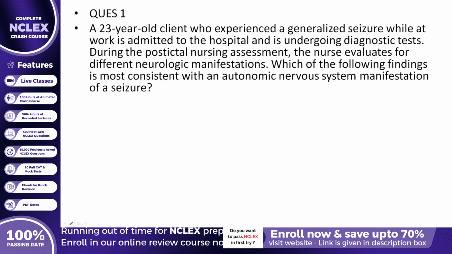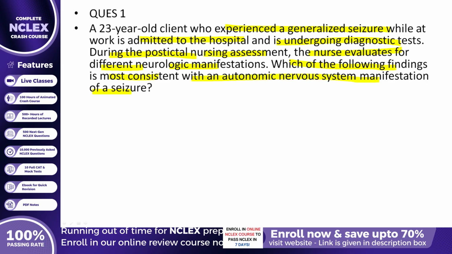Let us now move forward into another high-yield NCLEX scenario to sharpen your clinical reasoning. A 23-year-old client who experienced a generalized seizure while at work is admitted to the hospital and is undergoing diagnostic tests. During the postictal nursing assessment, the nurse evaluates for different neurologic manifestations. The question is, which of the following findings is most consistent with an autonomic nervous system manifestation of a seizure?